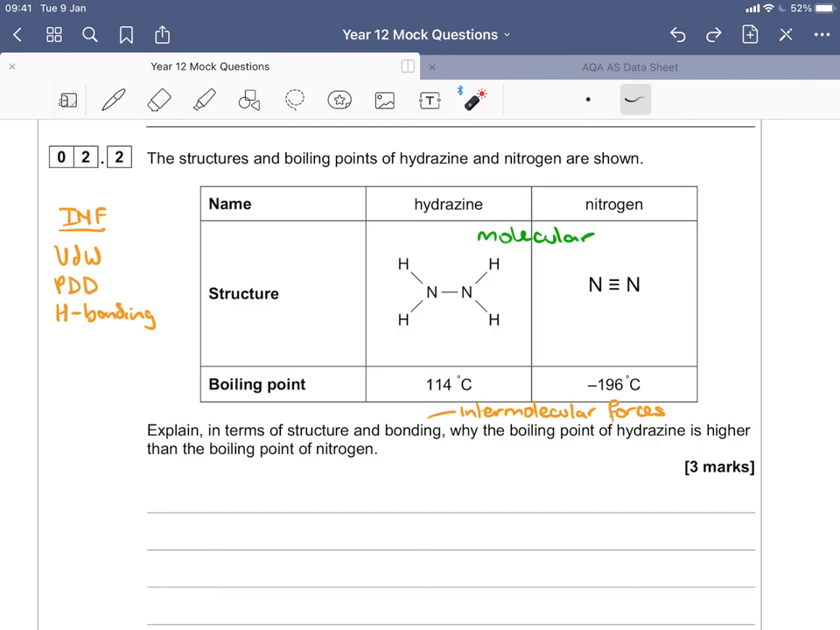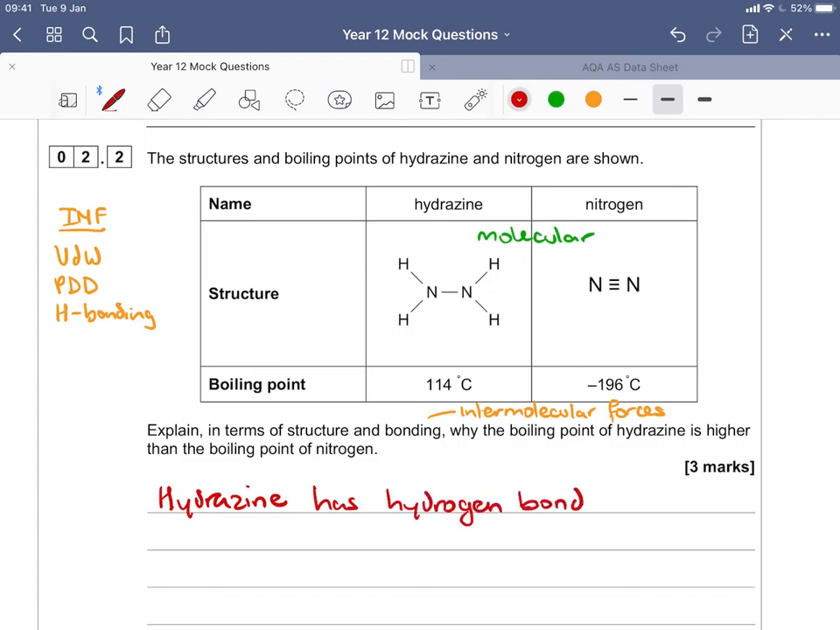So what we can see, if we look at the hydrazine molecule, we can see that we do have hydrogen bonded to nitrogen. So hydrazine has hydrogen bonding. Now, you've got to be very careful not to just leave it at that, even in terms of just talking about hydrazine. Hydrazine has hydrogen bonding. And what are we talking about here when we're saying hydrogen bonding?